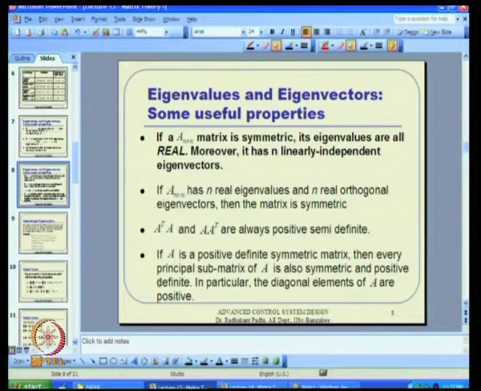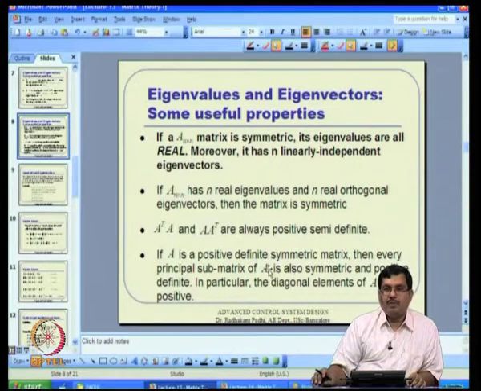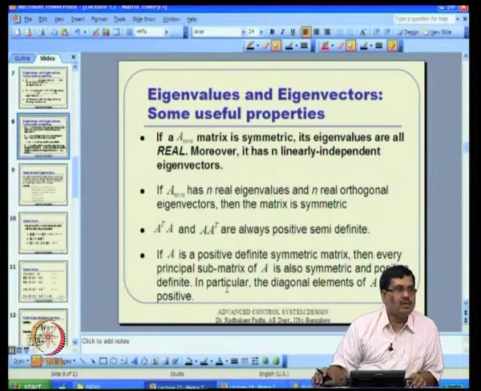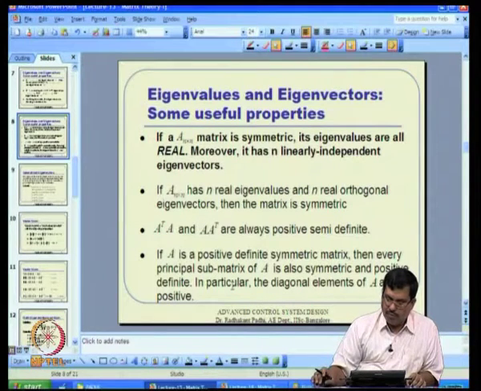Now, next property: if A is a positive definite symmetric matrix, then every principal submatrix of A is also symmetric and positive definite. In particular, the diagonal elements of A are always guaranteed to be positive. So remember that if it is a positive definite matrix, then the diagonal elements are guaranteed to be positive because of this property. If you see a matrix where one of the diagonal elements is negative, then you can right away tell that the matrix is not going to be positive definite. That is the consequence of that.